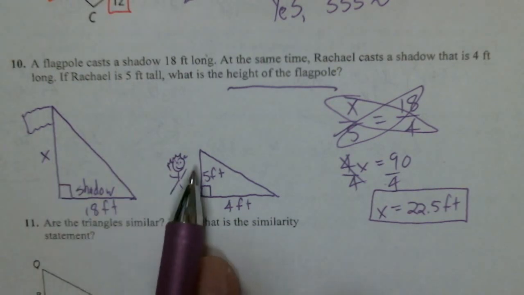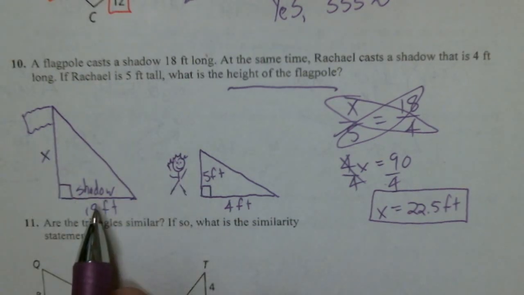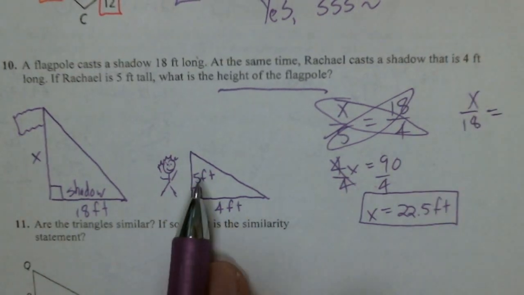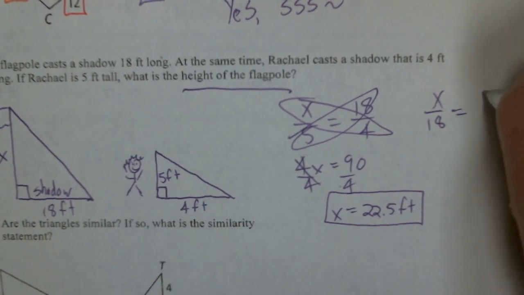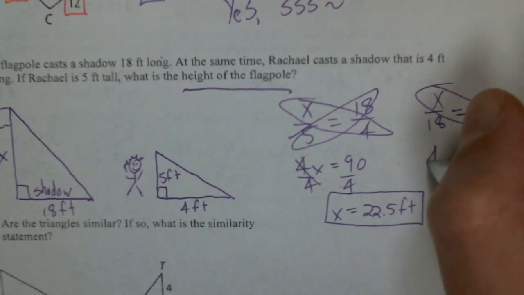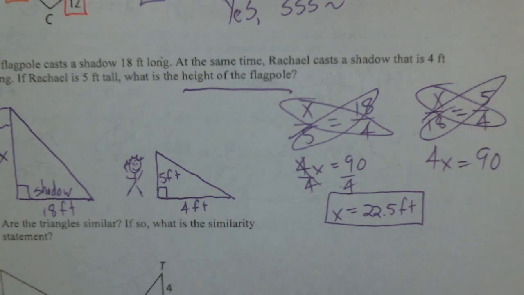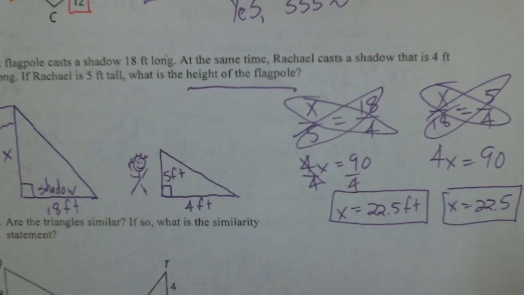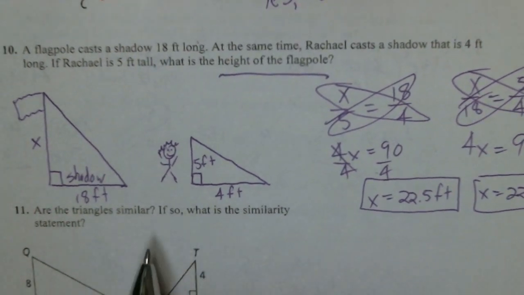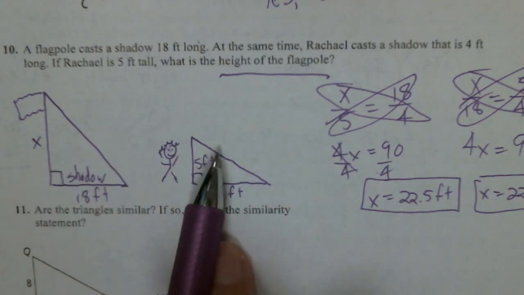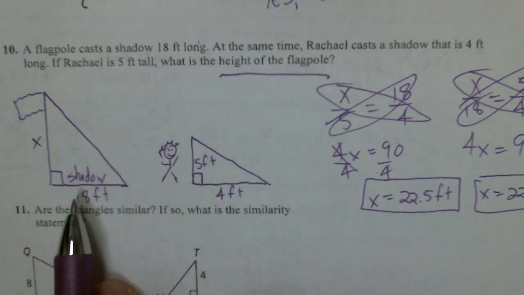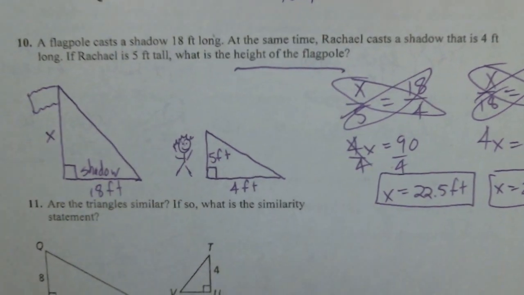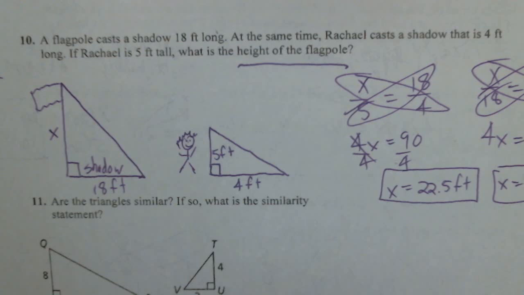All right, let's say we didn't go left to right. Let's say we went top to bottom. Let's see what would happen. The height of the flagpole over the flagpole shadow, x over 18, would have to be the same as Rachel's height over Rachel's shadow, 5 over 4. When I cross multiply, I get 4x. Cross multiply, I get 90. Oh, look, it doesn't matter. I'll get the same answer either way I do it. The only way I can mess this type of problem up is if I go left to right on one side, x over 5, and right to left on the other, 4 over 18. I can't do that. Okay, so that's the flagpole problem. 22.5 feet for the flagpole.